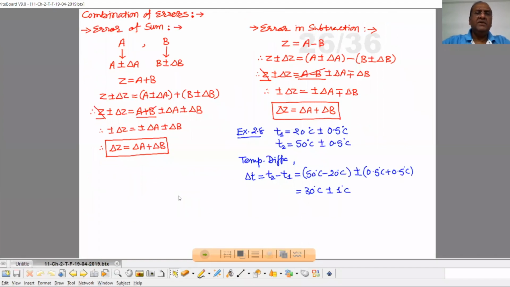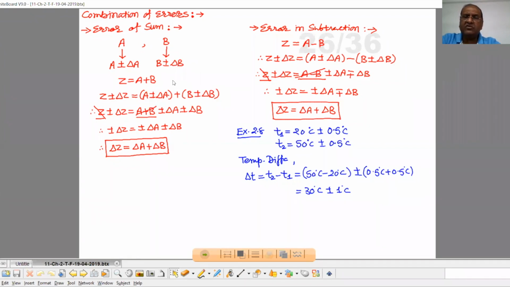Combination of errors. Error of sum. Suppose we have two physical quantities, A and B. The measured values of A and B are A plus or minus delta A, where A is the true value and delta A is the absolute error in the measurement of A. And for B, B plus or minus delta B, where B is the true value and delta B is the absolute error in measurement of B.